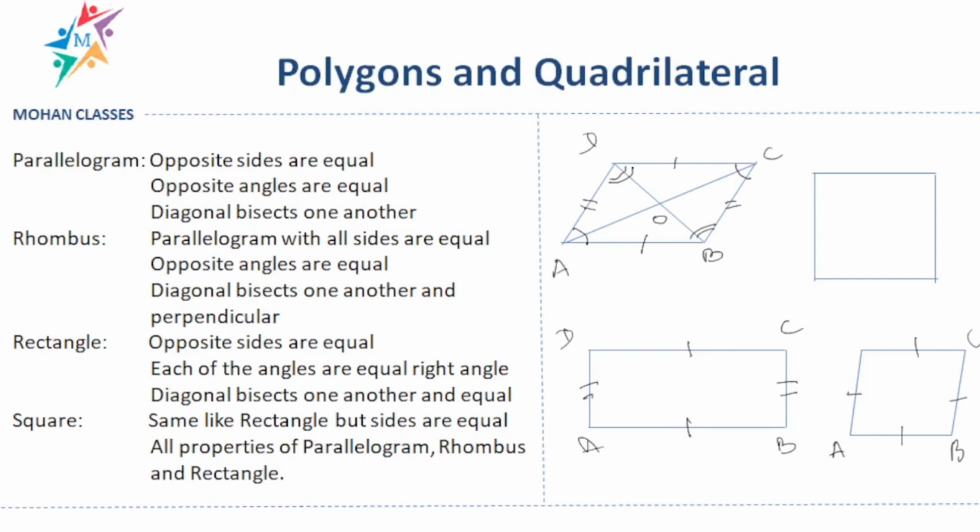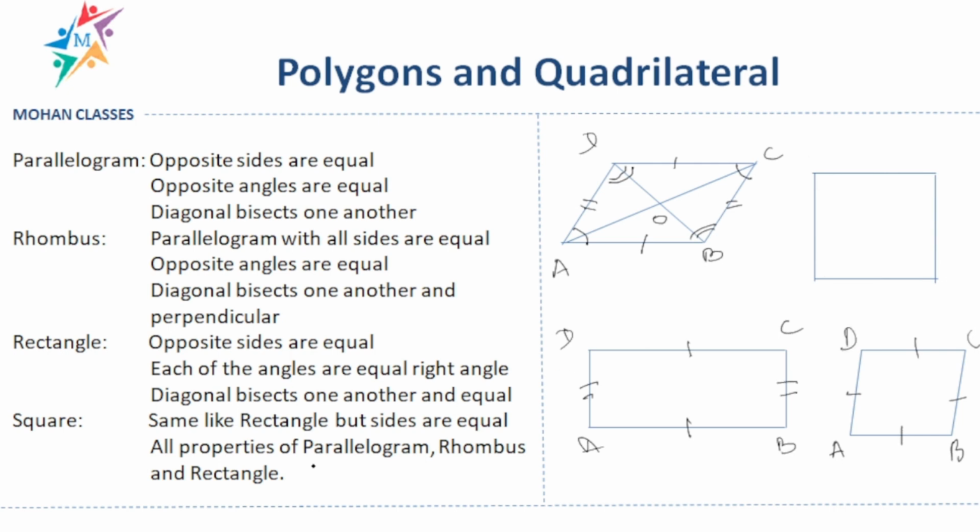Okay. Now, let us talk about square. What is a square? A square has four equal sides, right? ABCD. All the four sides are equal in a square, as well as all the four angles are equal. It is 90 degrees, 90 degrees, 90 degrees, and 90 degrees. The diagonals bisect each other. So the square will have the same properties as a parallelogram, rhombus, and rectangle.